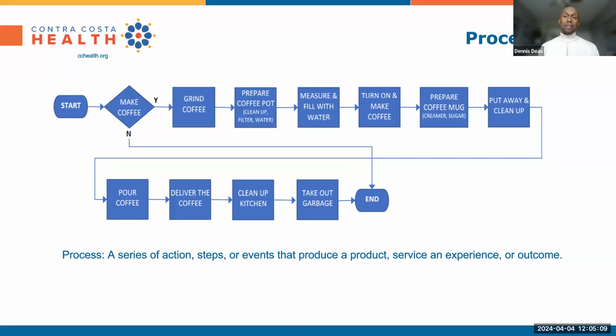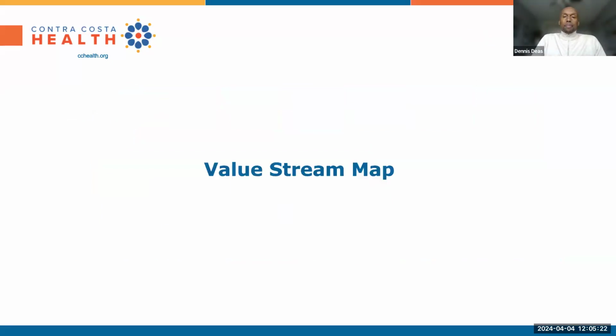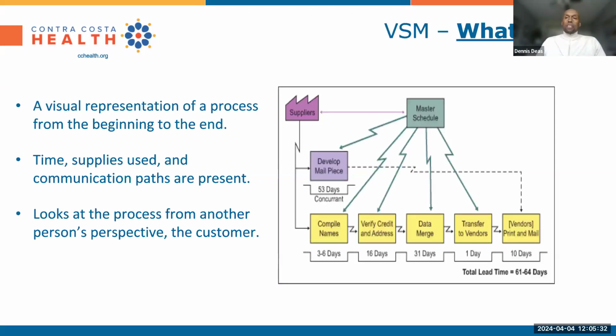Now, a cousin of process mapping, or really an iteration of process mapping, is what we call a value stream map. So if you go to the next slide, please, Nisha. This is kind of like the cousin of a process map. Now let's go to the next slide, and we talk about this value stream.